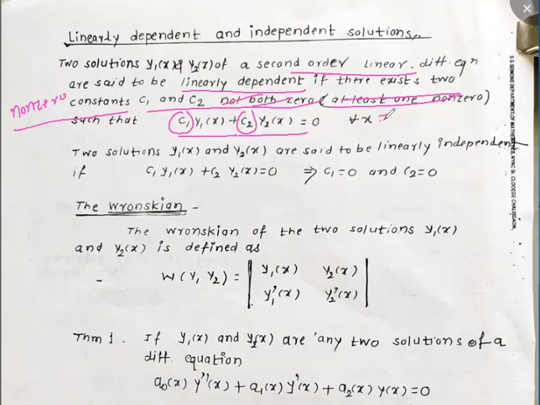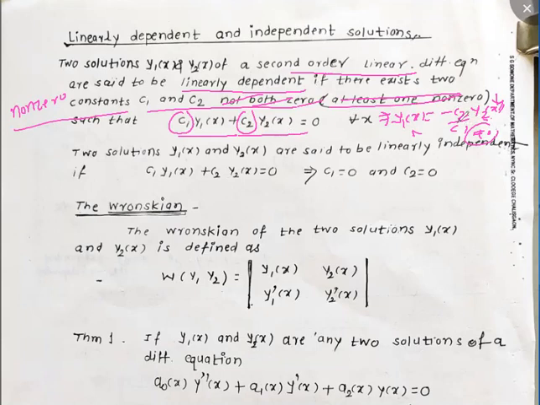Why are they linearly dependent? If C1, C2 are non-zero, we can write y1(x) = -C2 y2(x) / C1. If C1 is non-zero, we can divide both sides by C1. Now look at the equation. If you change y2, y1 also changes. Y1 depends on y2. They are linearly dependent. They depend on each other. If you change the value of y2, automatically y1 also changes. So they are linearly dependent.